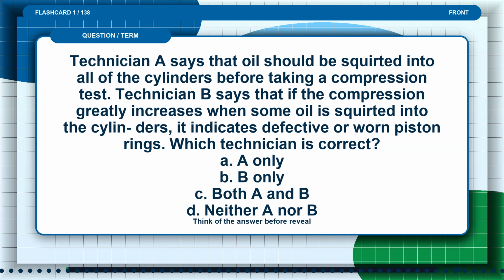Flashcard 1. Technician A says that oil should be squirted into all of the cylinders before taking a compression test. Technician B says that if the compression greatly increases when some oil is squirted into the cylinders, it indicates defective or worn piston rings. Which technician is correct? A. A only. B. B only. C. Both A and B. D. Neither A nor B. Pause and think of the answer before the reveal.